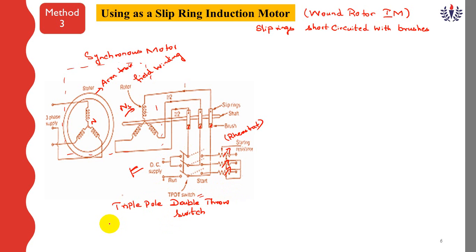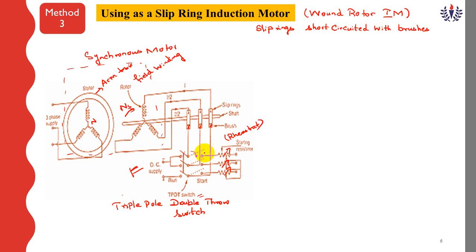The triple pole double throw switch. Triple pole means, you see here, triple pole 1, 2, 3. Double means the switch will be operated on the left side as well as the right side. You see here, one side will operate to control the DC supply, and the other will operate to control the resistance value also. So in both cases we can operate it. That is the purpose of the triple pole double throw switch.